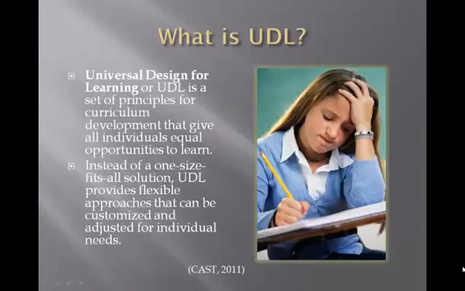What is UDL? Universal Design for Learning, or UDL, is a set of principles for curriculum development that give all individuals equal opportunities to learn. Instead of a one-size-fits-all solution, UDL provides flexible approaches that can be customized and adjusted for individual needs.